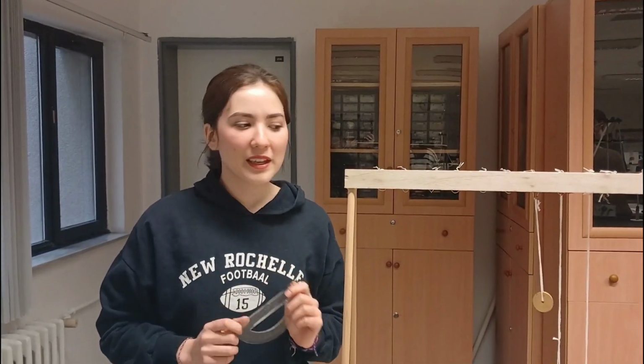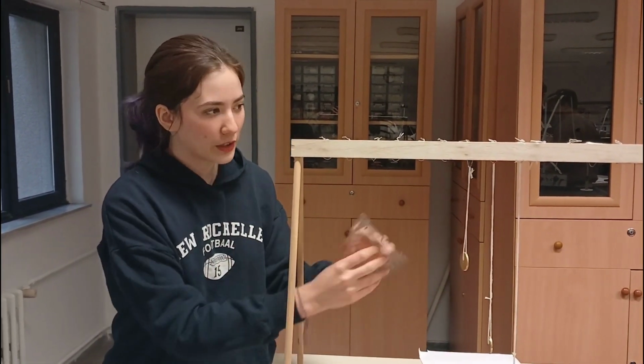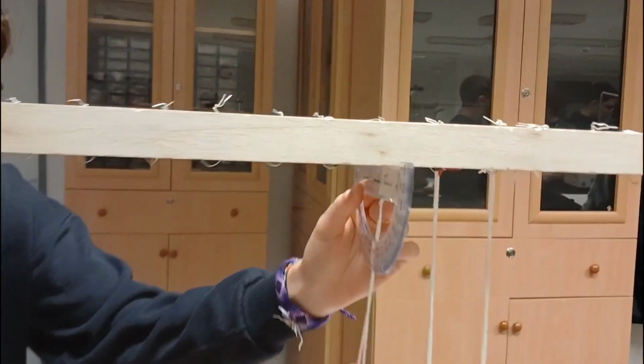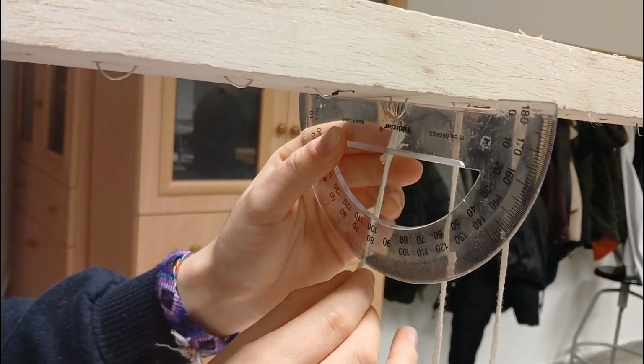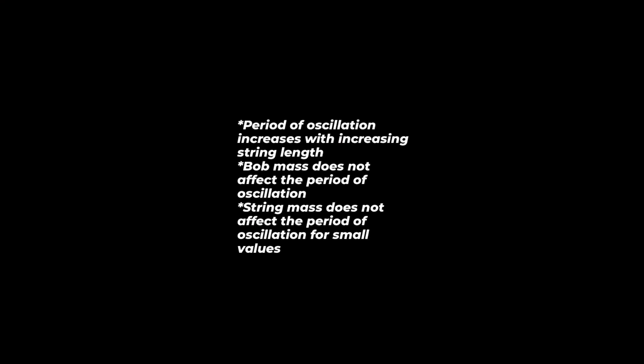In this experiment, before swinging each pendulum, I used a protractor to measure the release angle. The release angle should be 15 degrees or less for the oscillations to be accurate. We see that the period of oscillation increases with increasing string length, bob mass does not affect the period of oscillation, and string mass does not affect the period of oscillation for small values.